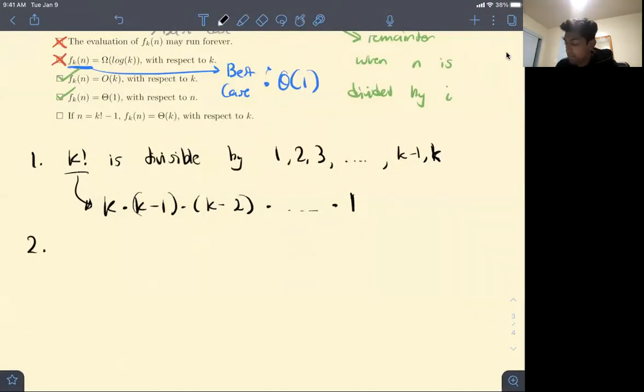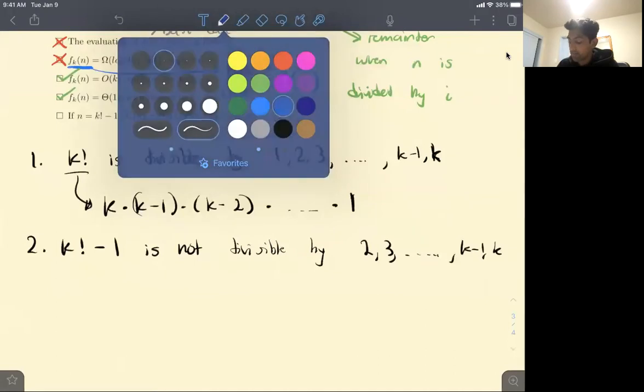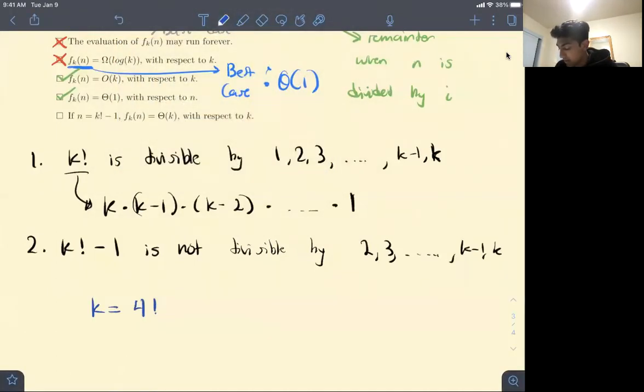So the next thing to notice here is that if I'm looking at k factorial minus 1, it is not divisible by 2, 3, k minus 1, k. I notice here that if, let's say k minus 1 divides k factorial, we know that k minus 1 isn't going to divide the number 1 smaller than k factorial. Because, let's think to ourselves as an example. Let's say that k is equal to 4. Okay, so if k is equal to 4, then k factorial is equal to 4 factorial, which is equal to 4 times 3 times 2 times 1, which is equal to 24.